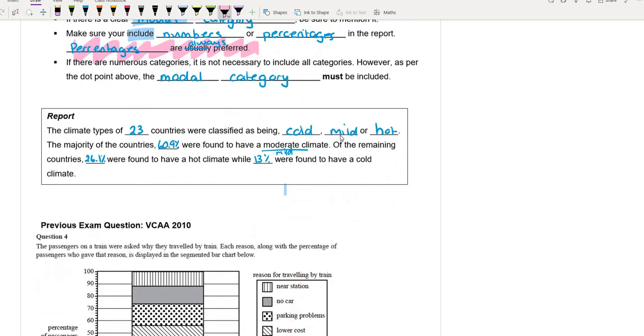Here's a quick example of a report you may write. Starting off with what type of data it is, how many people or countries are involved, and what sort of categories were used for this data. Using percentages, we identify the mode, the majority of the data, where it landed. And because this data only has three categories, we list the rest in order as well. And that's basically a small report that you're required to write at some point in the future.